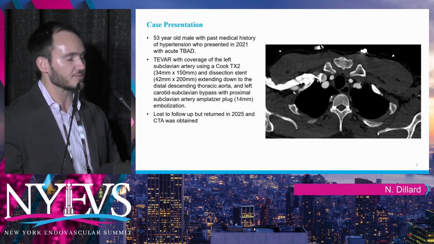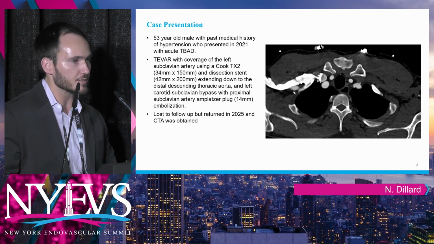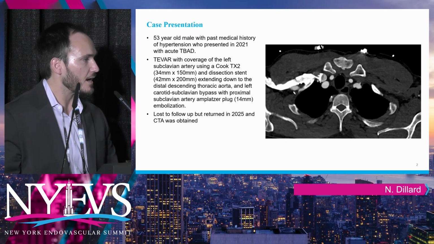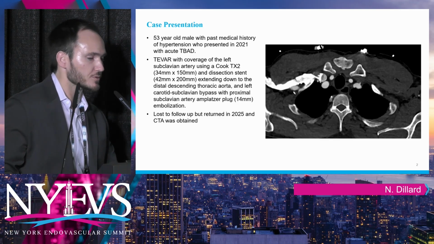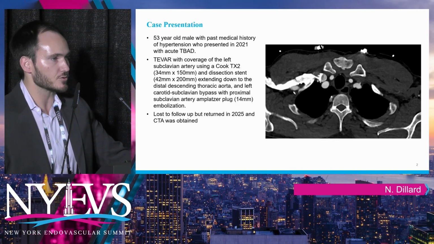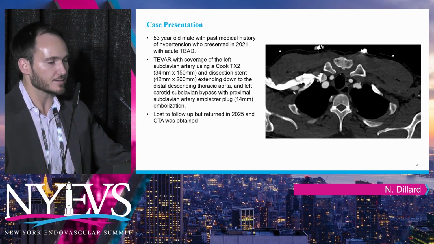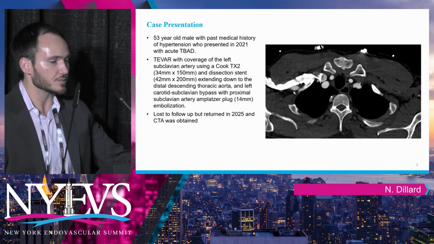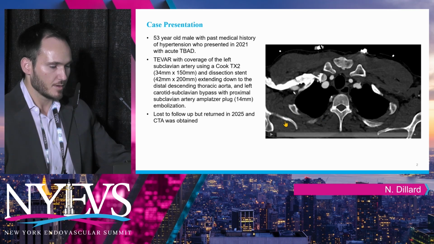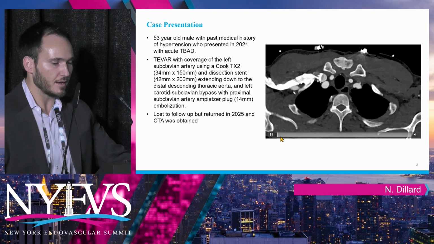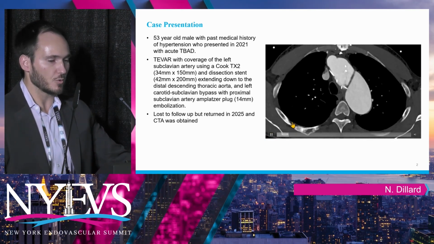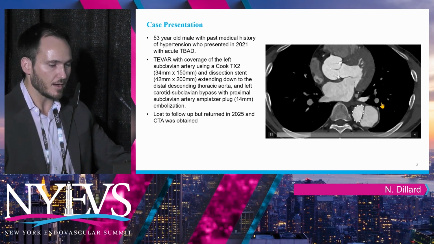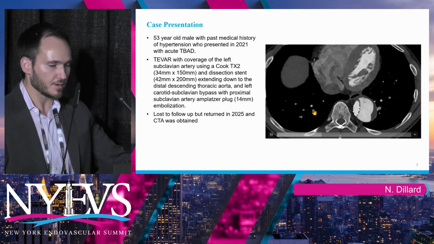with coverage of the left subclavian artery, as well as left carotid to subclavian bypass. A dissection stent was also placed down to the distal descending thoracic aorta. He did well postoperatively, but he was lost to follow-up. He then showed back up in 2025. CTA was obtained. I'm going to let it run through a little bit here.